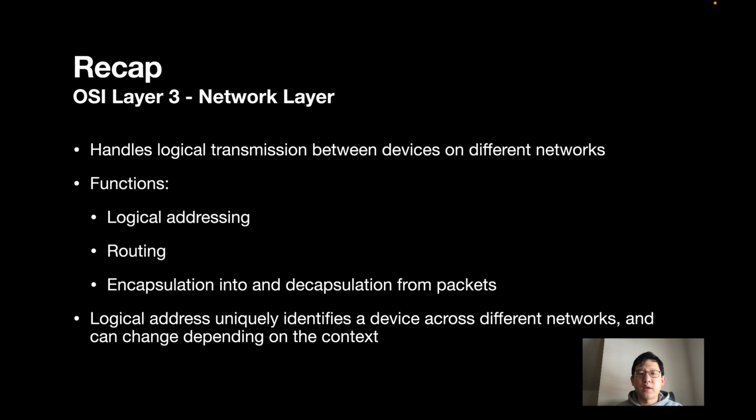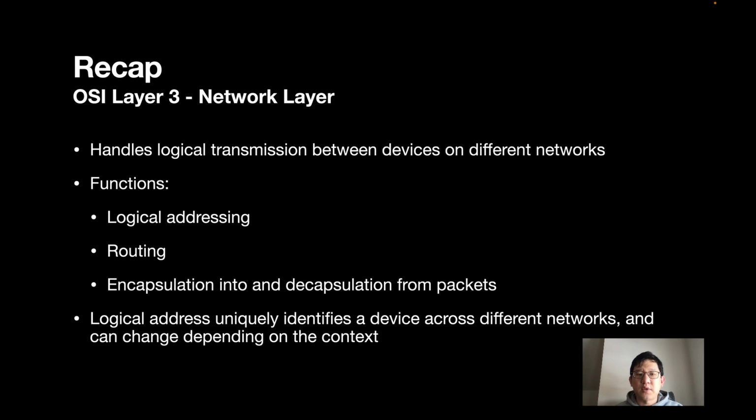Let's recap what we talked about in the last video. In the last video, we talked about OSI Layer 3, or the network layer. The network layer handles logical transmission between devices on different networks. It performs three different functions. You have logical addressing, routing, and encapsulation into and decapsulation from packets.